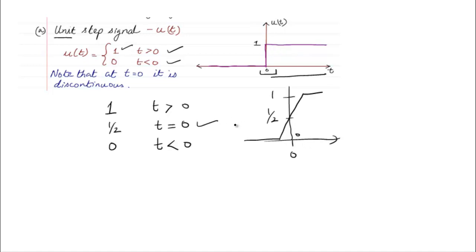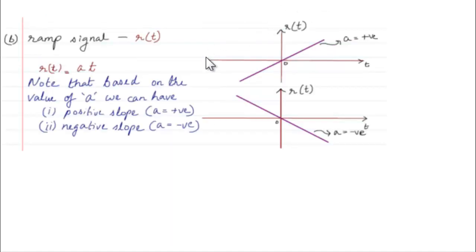But for our case, we will consider that the unit step signal has a value of 1 at t greater than 0 and 0 at t less than 0, and at t equal to 0 it is discontinuous. Next we look at the ramp signal.